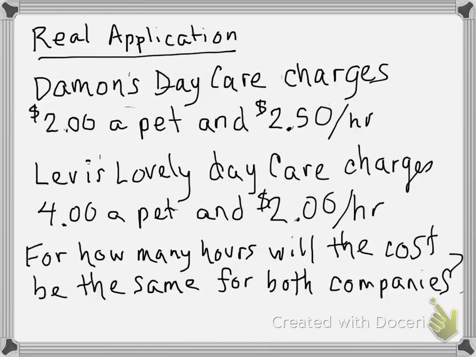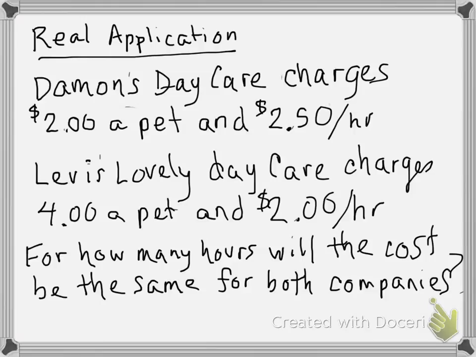Okay, so really you're looking for where both companies cost the same, and we've kind of done that earlier in the year. We did it with inequalities, and we looked for when one company costs more than the other one. So it's kind of that same thing, but we're looking for that point where they're exactly the same. So we want to write equations to these. You might want to pause this and talk about it as a class. What equation could you write for Damon? What equation could you write for Levi?